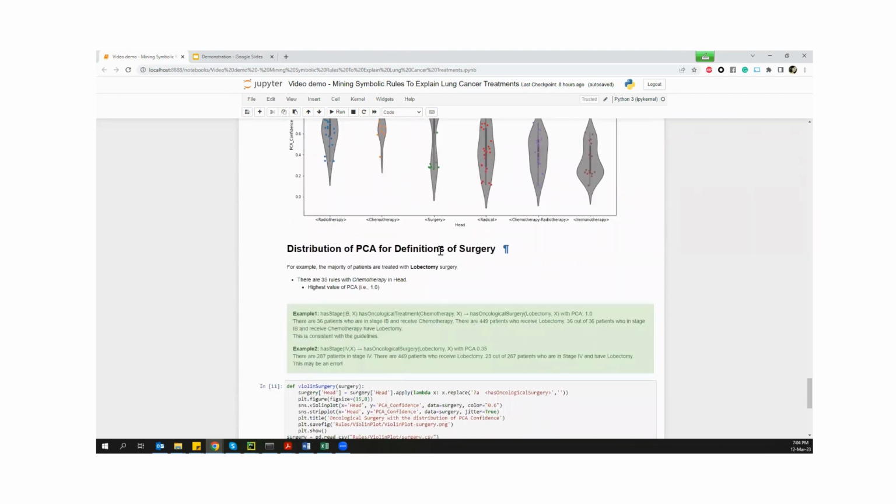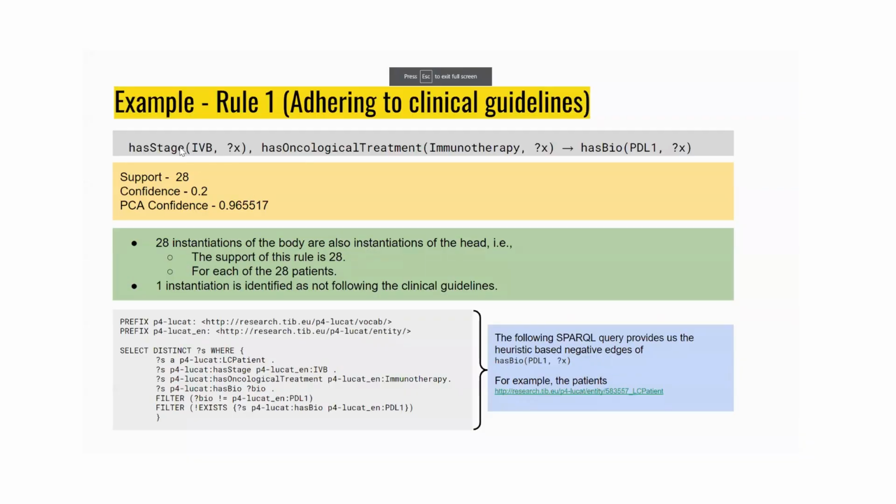Further, to validate the analysis of use cases presented in this work, let us look into a few examples of mined logical rules. As we can see, the first example of a rule is: if a patient is in stage 4B and has received oncological treatment immunotherapy, it is more likely that the patient has been mutated with the biomarker PDL1. The metrics of this particular rule are stated here.